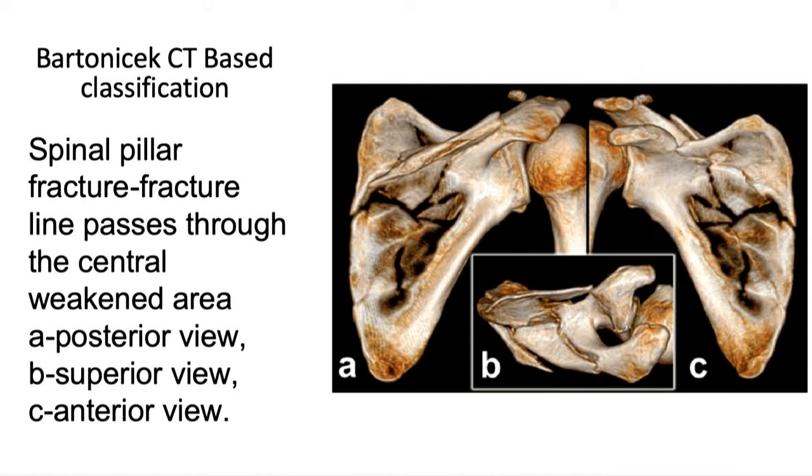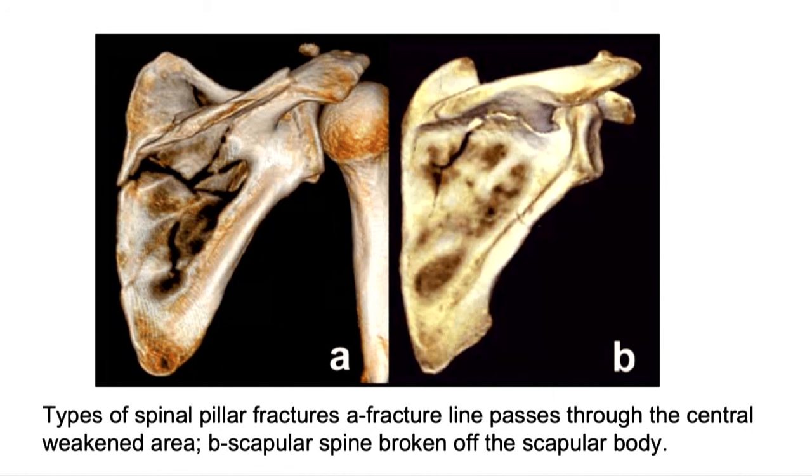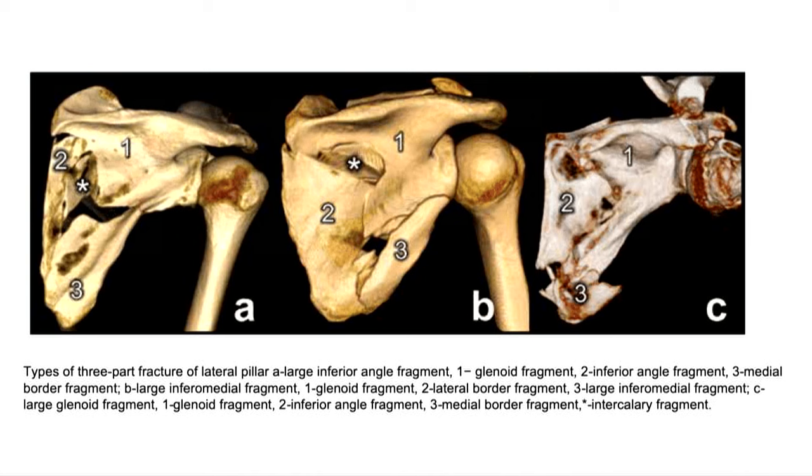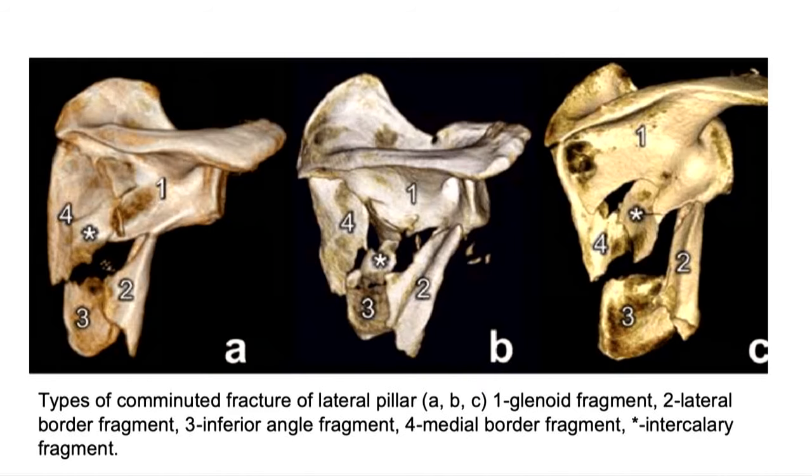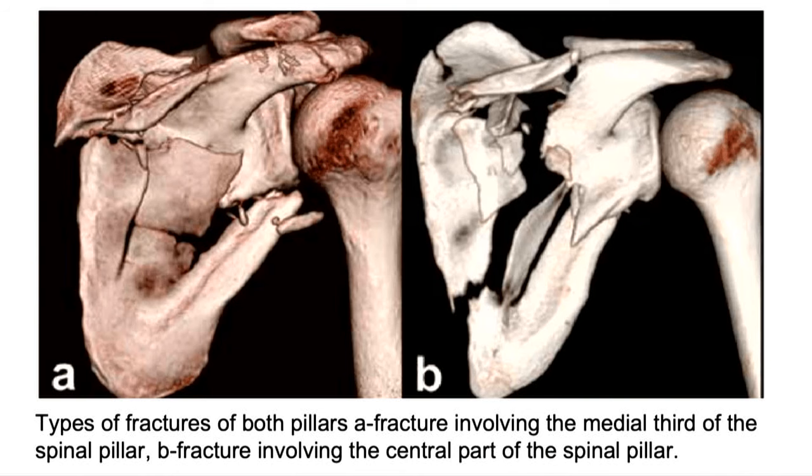This is spinal pillar fractures by Batonisek. Then this is a spinal pillar fracture with, can I have it? Here it's fracture, and here total of the spine is avulsed. This is 3-part fracture of the lateral margin, and there are 3 types, but all of them has a 4th intercalary fragment, as you can see here. And this is a comminuted fracture. So there are main 4 parts, intercalary fragment. And finally, the Batonisek has talked about 2 pillars. Those pillars have been shown by Dr. Trikha, therefore I'm skipping it. The fracture of the spine and the fracture of the lateral border.